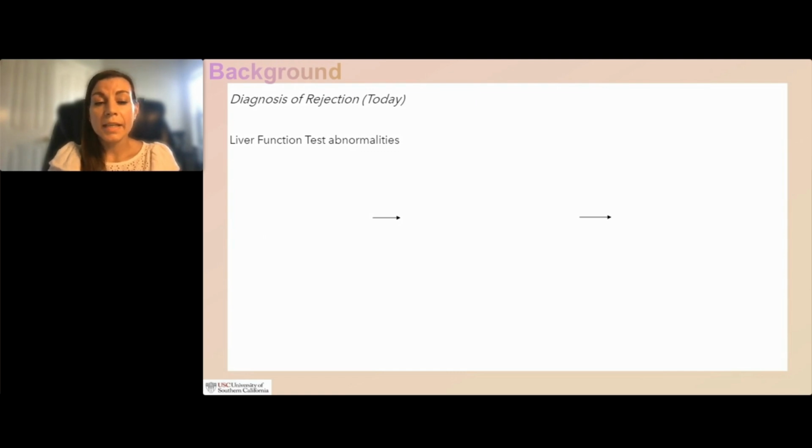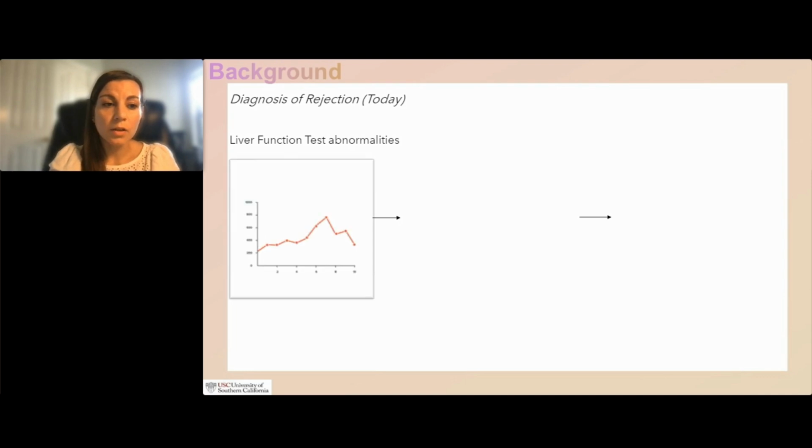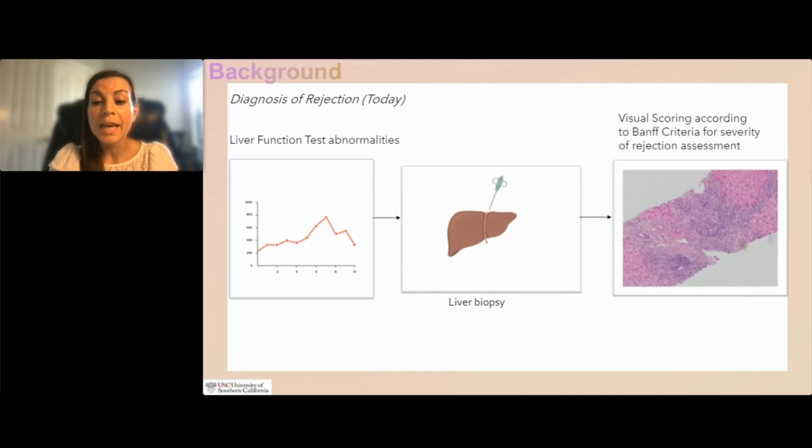Today, the diagnosis of rejection relies on liver function test abnormalities, which prompt a liver biopsy. The tissue obtained from a core needle biopsy is stained with hematoxylin and eosin, and a pathologist can visually assess the presence of rejection and then assess the severity of rejection by using the Banff criteria.